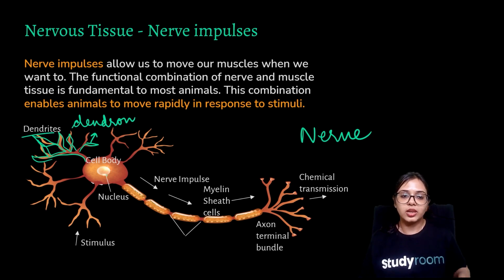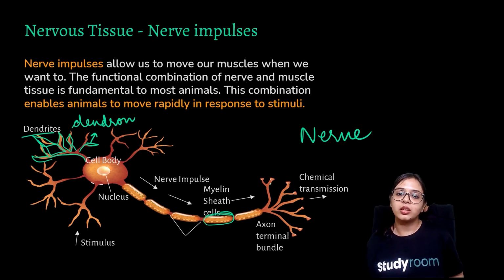Then you have this nucleus in the cell body. Okay, then along this stem sort of structure, we have this sheath around it. These are the myelin sheath. Okay, and towards the end we have another tapering root-like structure. Okay, at the tip of these tapering ends is where chemical transmission occurs.